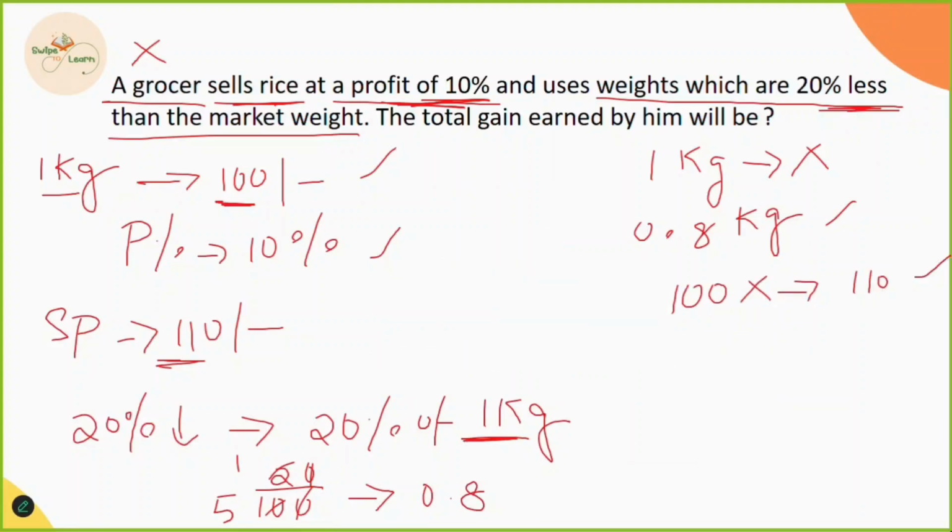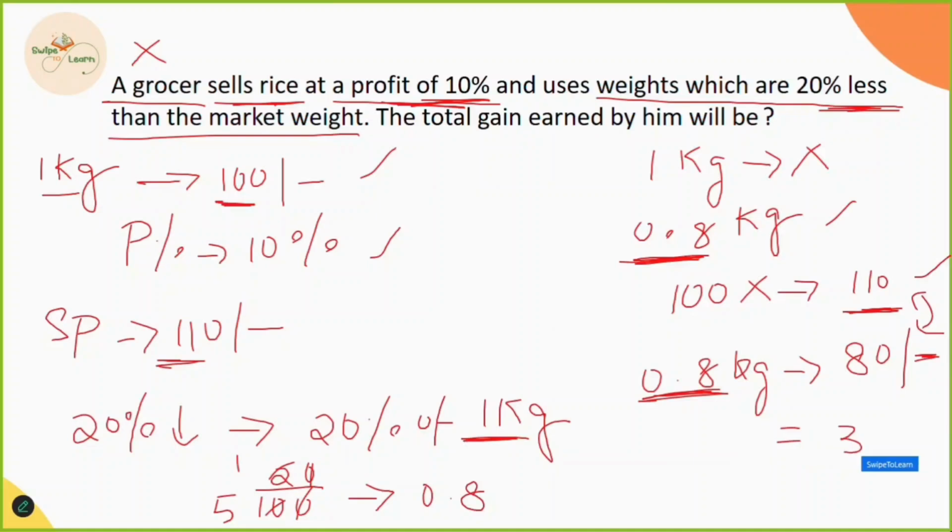Now we'll calculate how much he should sell for 0.8 kg. If he is an honest dealer, 0.8 kg should be sold for 80 rupees. He has to sell that 0.8 kg for 80 rupees, but he is selling it for 110 rupees. How much profit is he earning? 110 minus 80, which is 30 rupees. He is making a profit of 30 rupees.